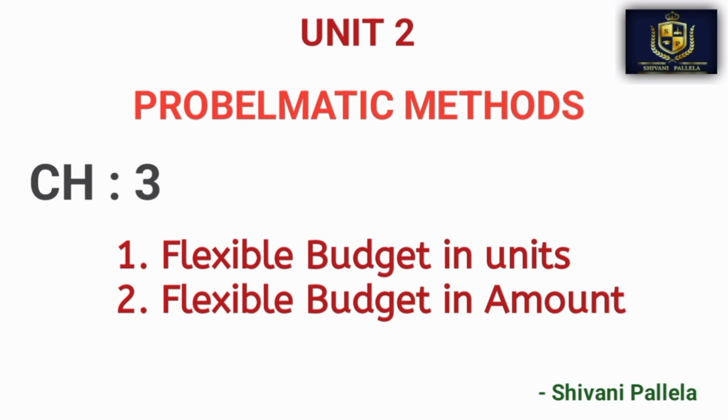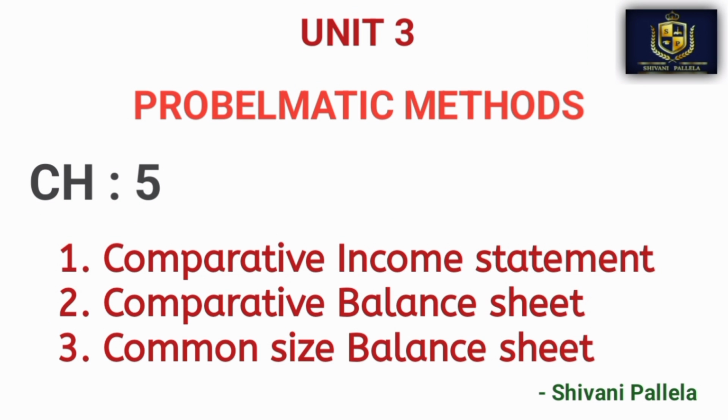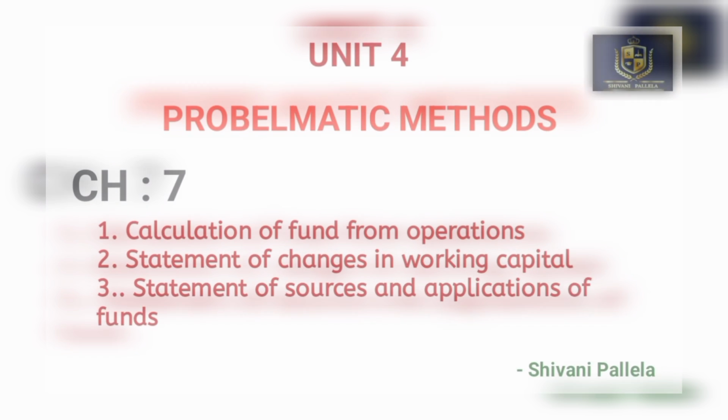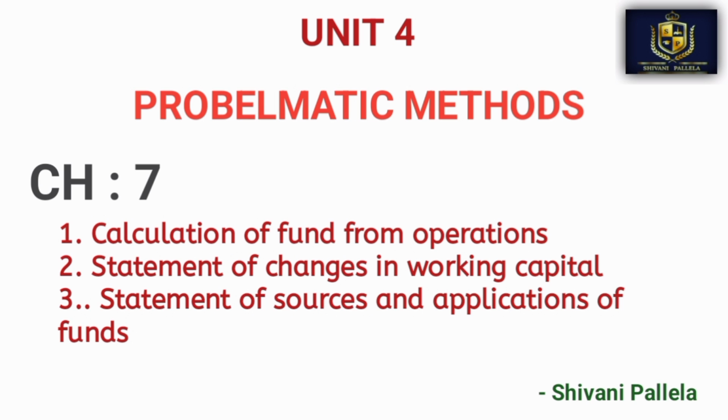And from unit number 3, compared to the fifth and sixth chapters, we are preparing the fifth chapter, okay? In the fifth chapter we have only three proformas: first is comparative income statement, comparative balance sheet, and common size balance sheet. Comparative income statement and balance sheet are most important compared to common size.